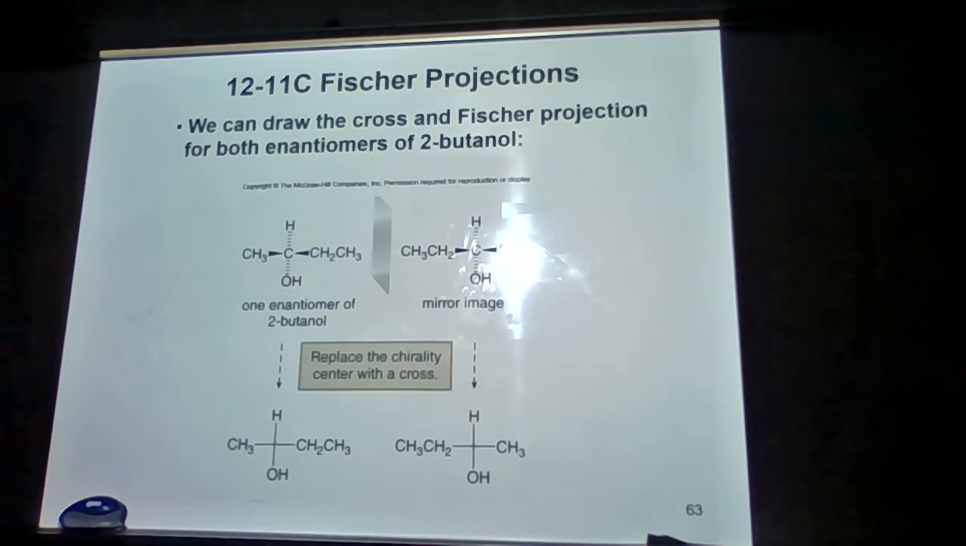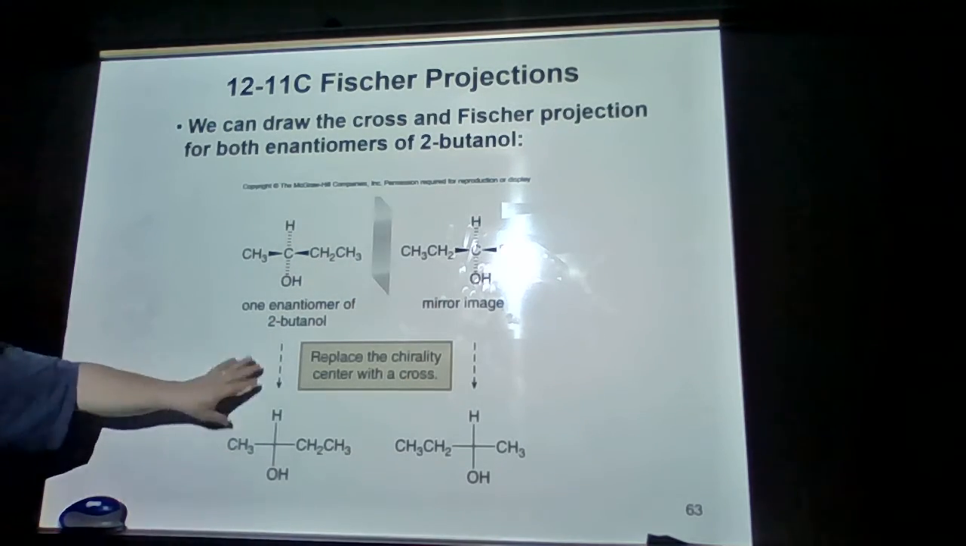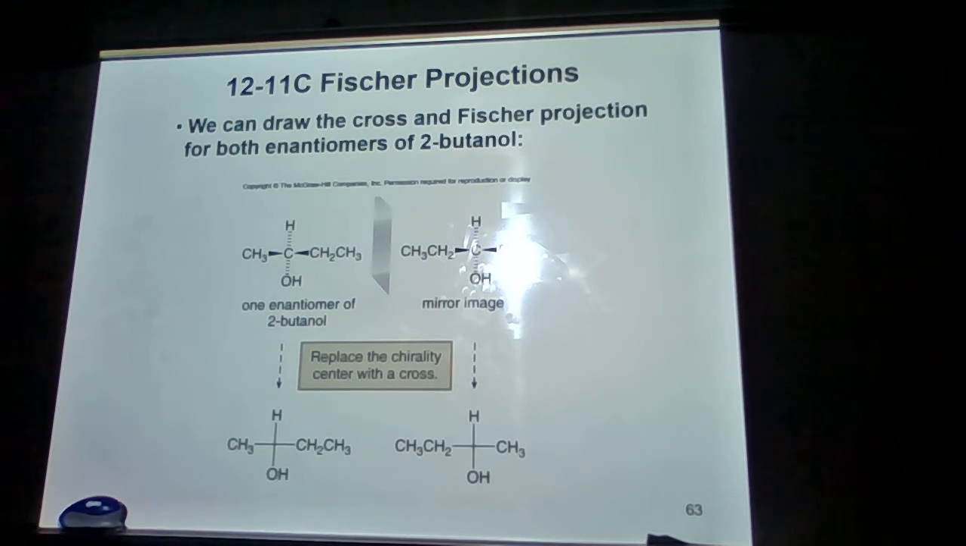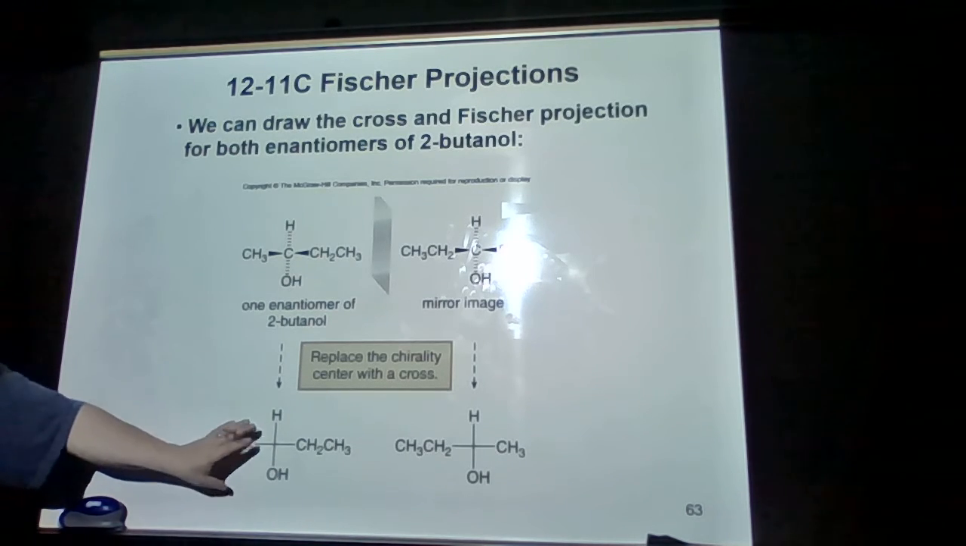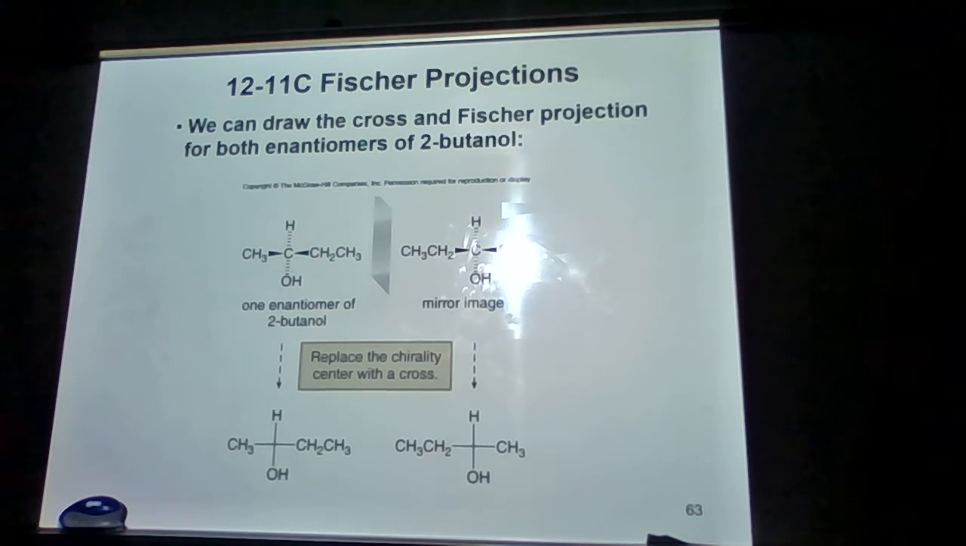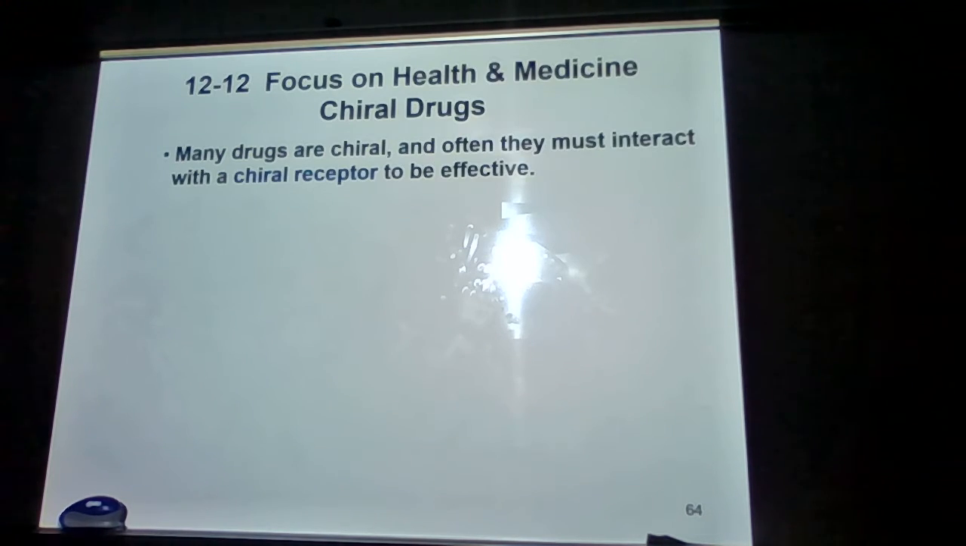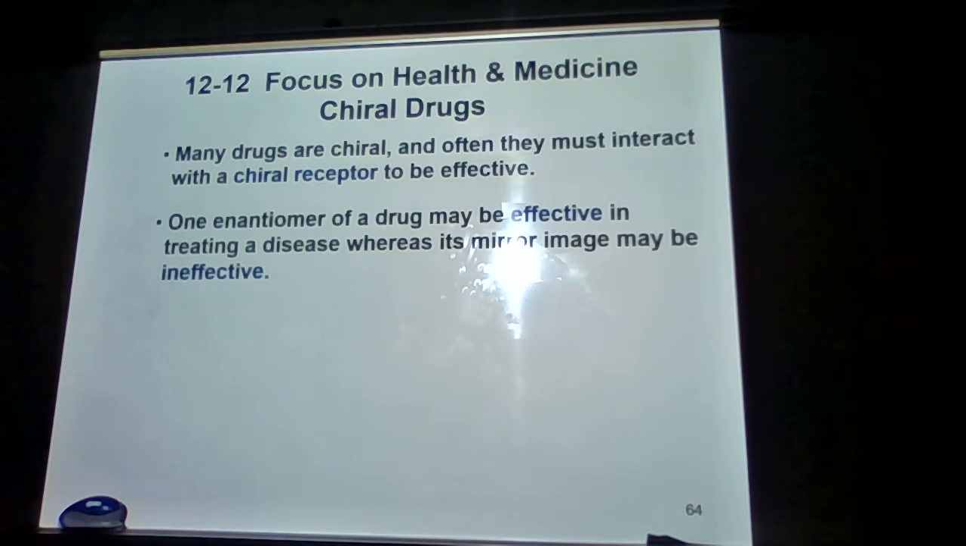So it's important that you get some concept and understanding of the information that is present in these Fischer types of representations. Many drugs have chiral centers, and often they must interact with a chiral receptor to be effective. One specific isomer of a drug may be effective in treating a disease, while its mirror image may not have the effect that we'd wanted.